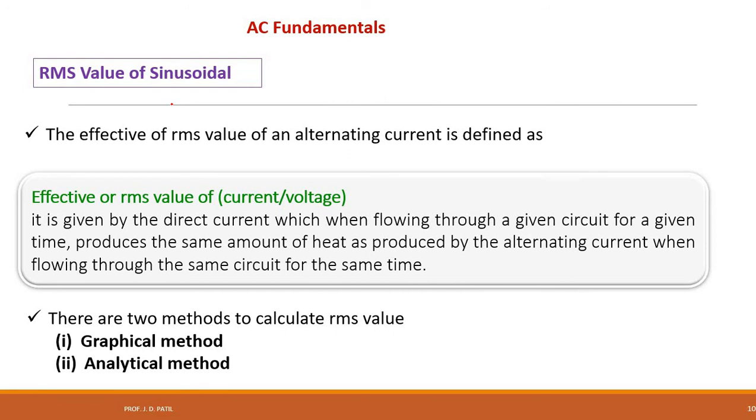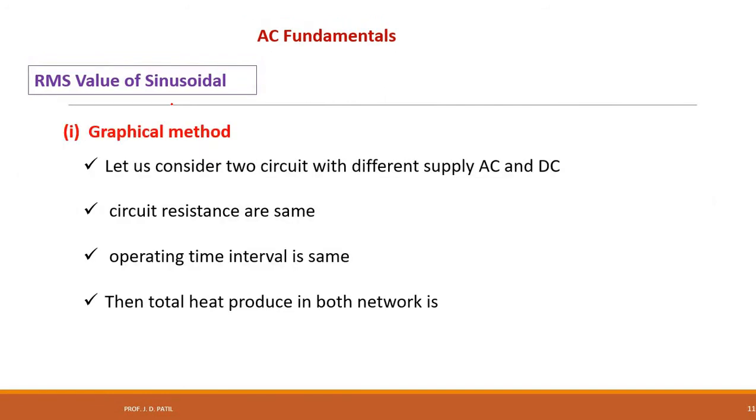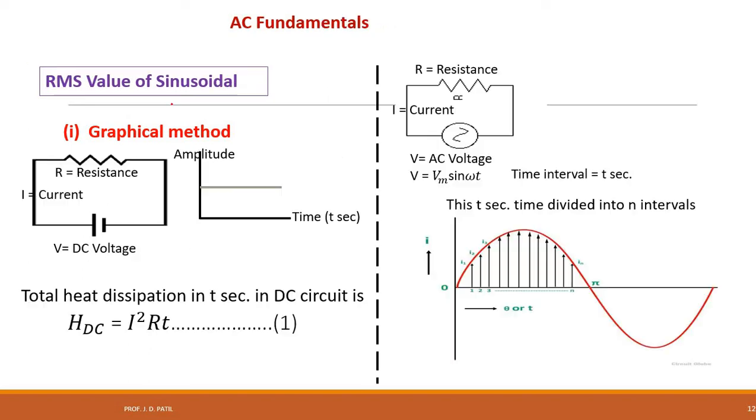There are two methods for finding the RMS value: the graphical method and the analytical method. We will see the graphical method first. Let us consider two circuits with different supplies, AC and DC. The circuit resistances are the same and the operating time interval is the same. Then the total heat dissipation in the network is HDC equals I square RT.